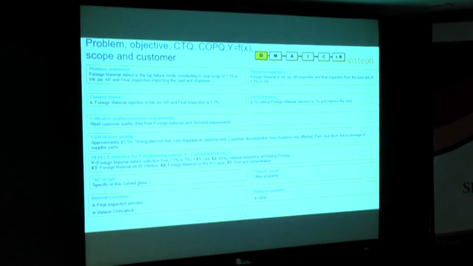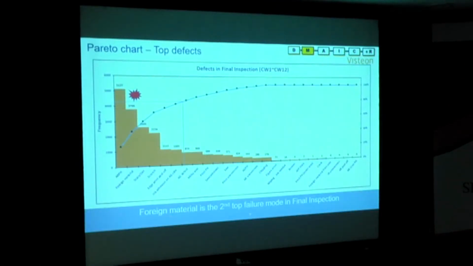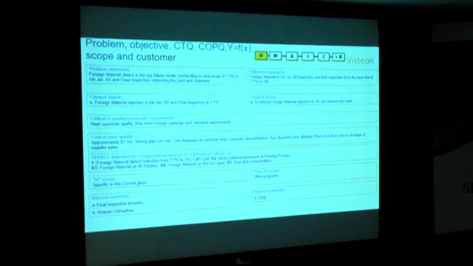So this is the problem statement. The foreign material defect is the top failure mode. It is contributing to a total scrap of 7.7% in different processes like inkjet, AR, and final inspection. It is impacting the yield and shipment. So our objective is to bring these defects from 7.7% to 3%. That is our objective statement.